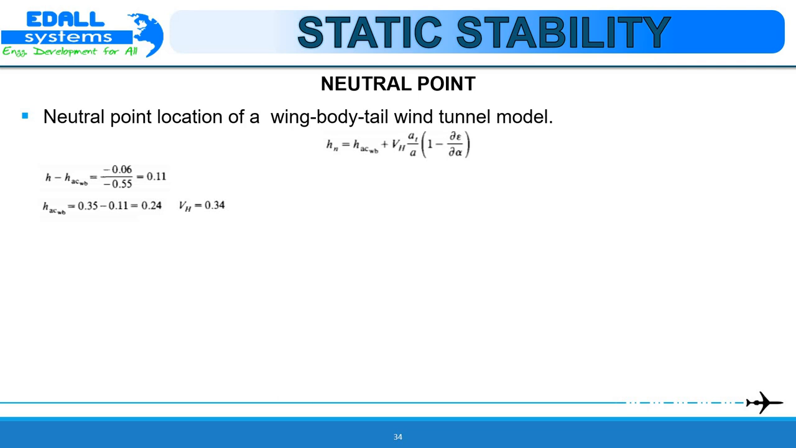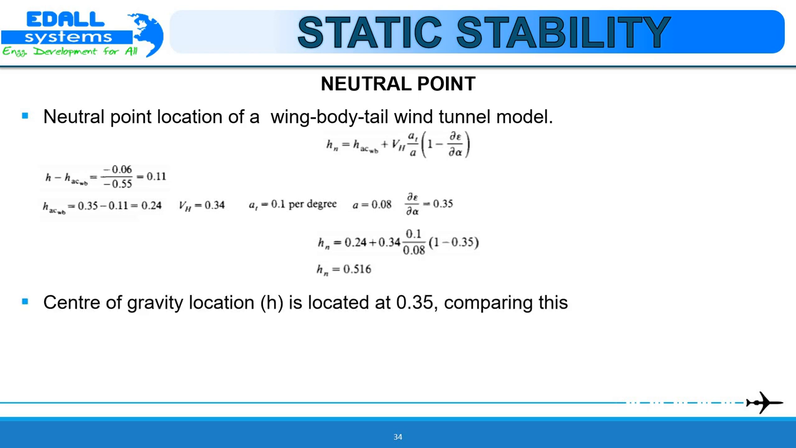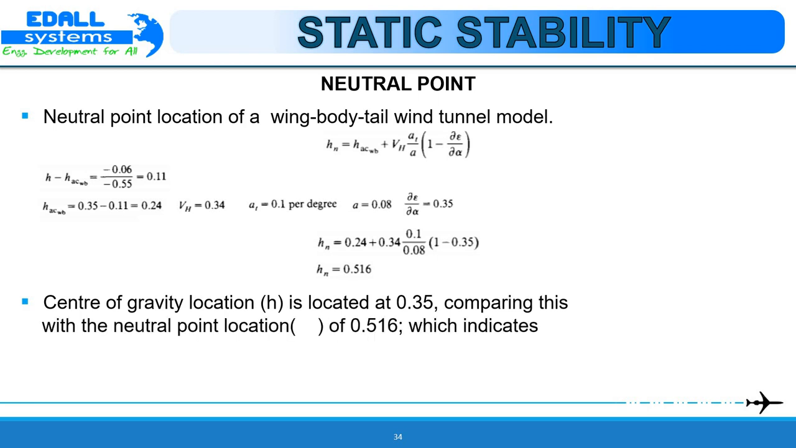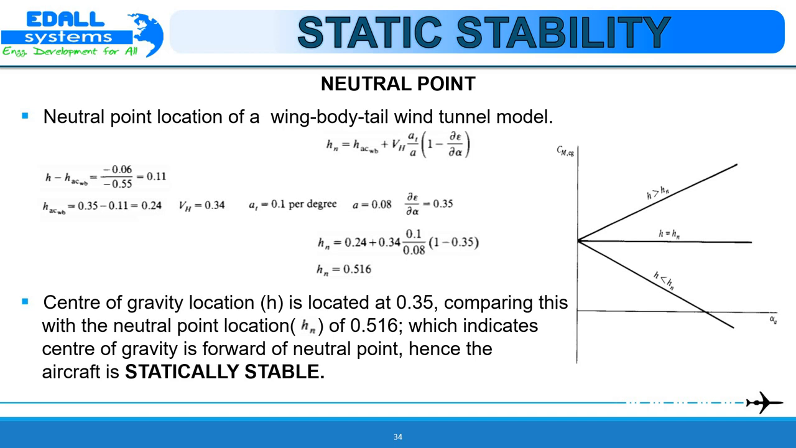And tail volume is equal to 0.34, lift slope of tail is equal to 0.1 per degree, and lift slope of complete aircraft is 0.08. And change in downwash angle with respect to angle of attack is equal to 0.35. So substituting all this in the neutral point equation, we get hn is equal to 0.516. So the center of gravity location h is located at 0.35. Comparing this with the neutral point location hn of 0.516 indicates that the center of gravity is forward of the neutral point. Hence, the aircraft is statically stable.